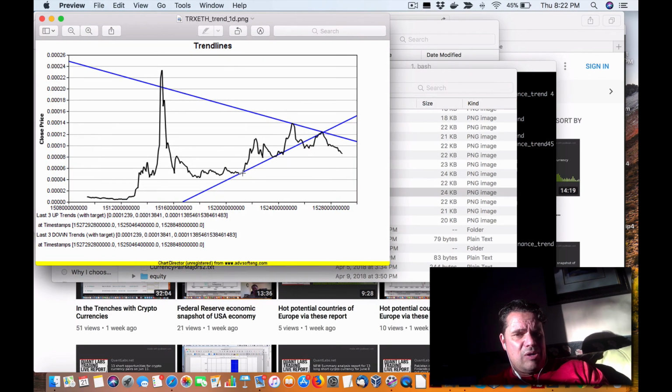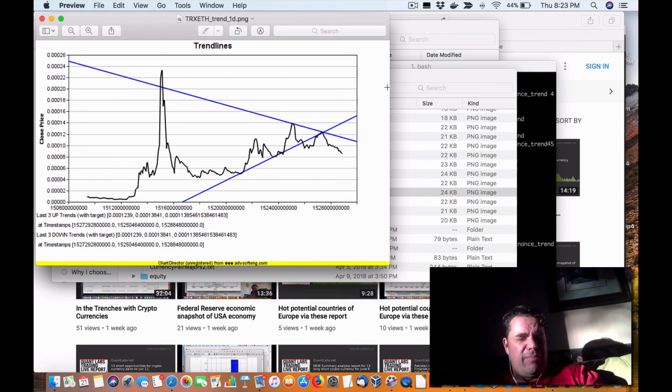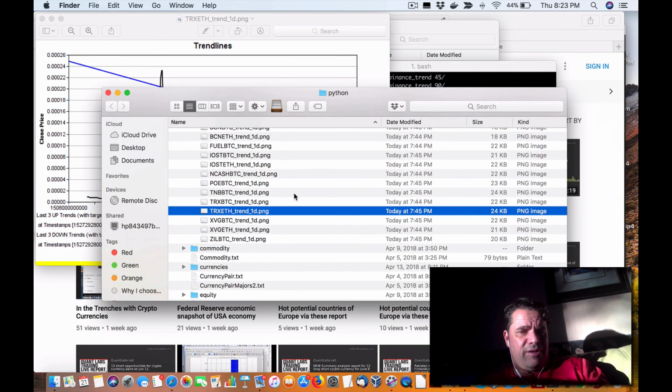TRX, so 1, 2, no, definitely not. 1, 2. So I guess we could say, got 1, 2. So if this price breaks through, then we have a potential breakout. I'm going to guess. So what's that one? TRX Ethereum.